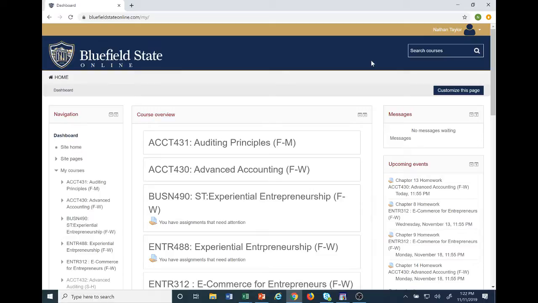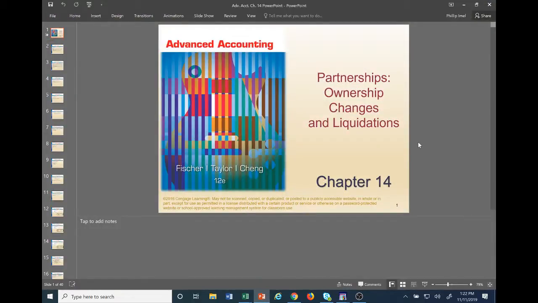Today we're going to be going over Chapter 14, Partnerships, Ownership Changes, and Liquidations. Before I get started on this chapter, I just want to go over a few things here.